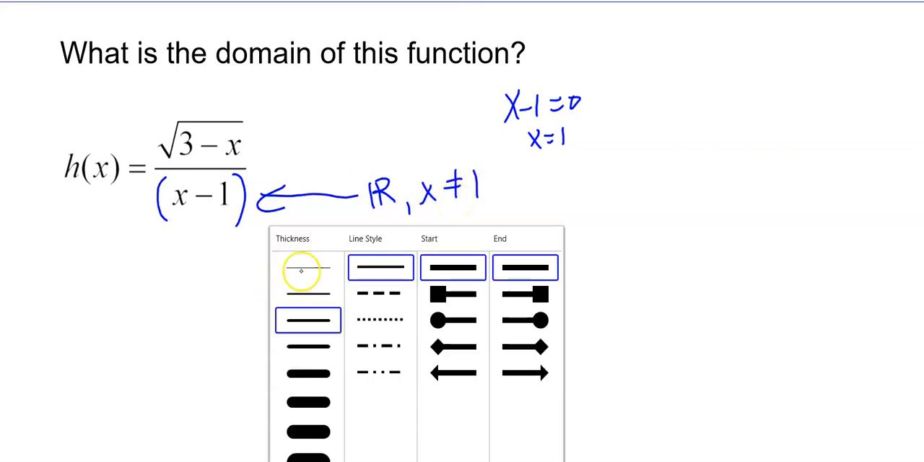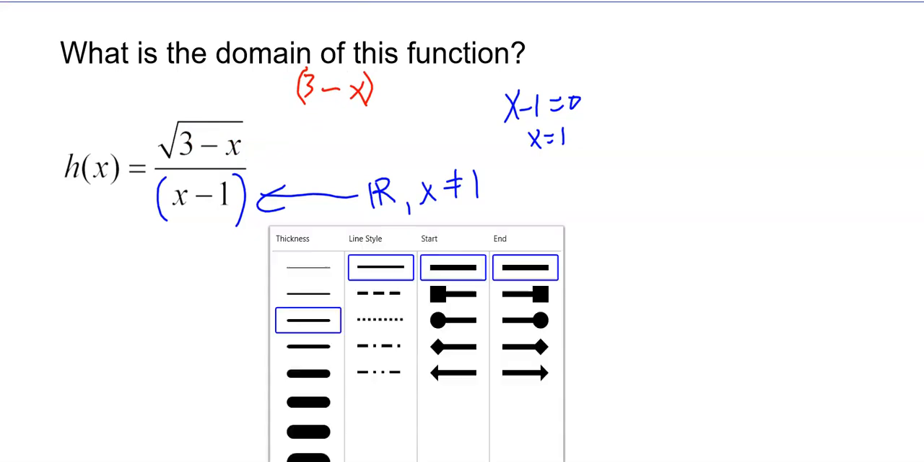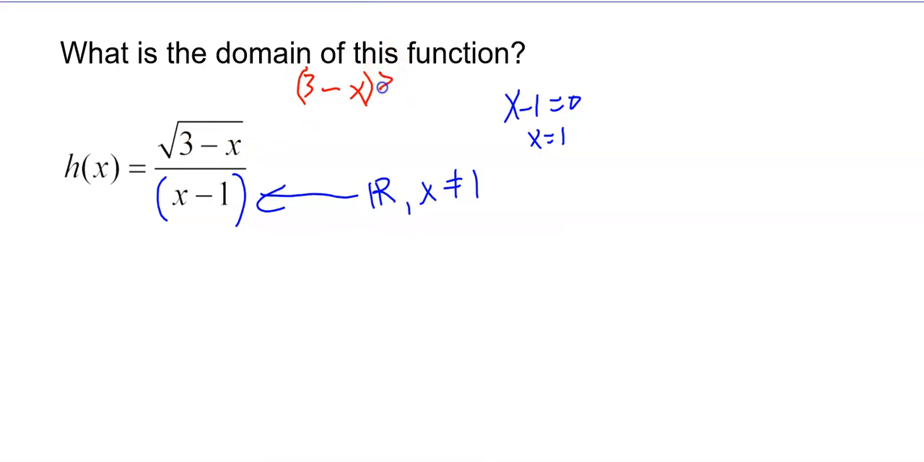Now let's talk about the numerator. For the numerator, we take whatever's inside of there, in this case, 3 minus x. We're going to pull that out, and set that greater than or equal to 0. So I'm going to solve. I'm going to subtract 3, so I get negative x greater than or equal to -3. Divide by -1. Don't forget to switch the direction of the sign. You get x less than or equal to 3. So I have two domains.